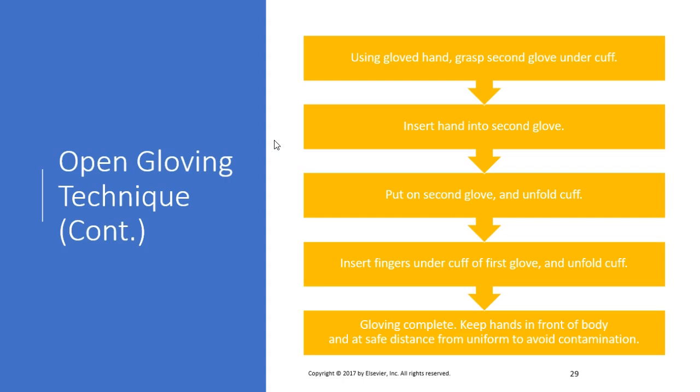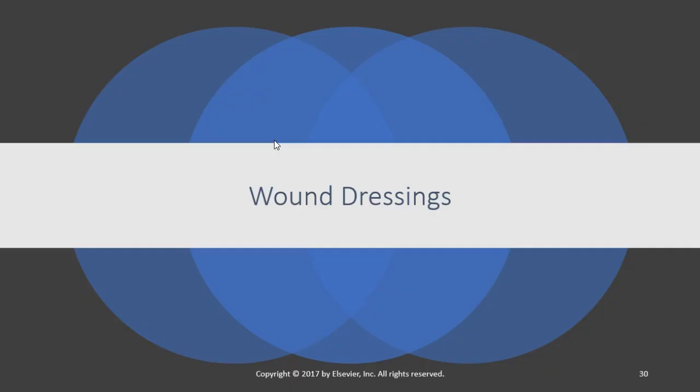So that's where you guys keep screwing up. Grab it under the cuff, insert the hand in the second glove, and unfold. Insert the fingers into the cuff of the first glove and unfold. Gloving's complete. Keep hands out in front of body at a safe distance from uniform to avoid contamination.